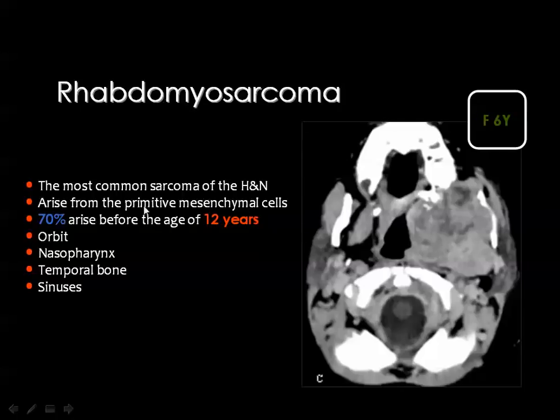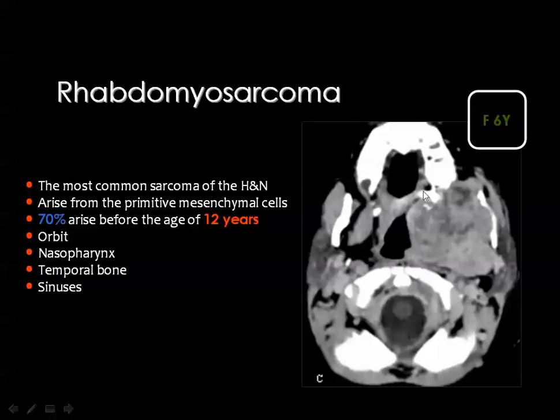It arises from the primitive mesenchymal cells, and most of the lesions are seen around the age of 12 years. It can occur in the orbit, in the nasopharynx, in the temporal bone, as well as in the paranasal sinuses. And if you look at this, a child 6 years old, you see a big mass infiltrating the wall of the pharynx, encroaching on the parapharyngeal fat, and the mass is medial and anterior to the parapharyngeal fat.